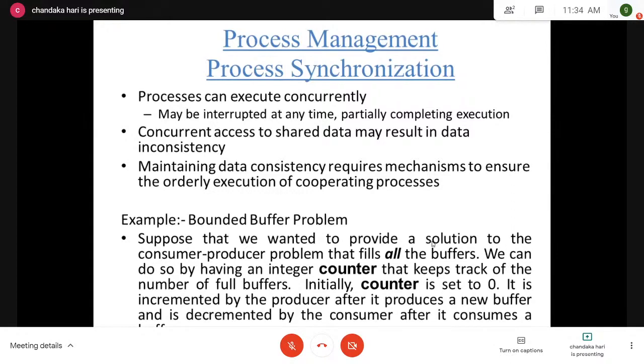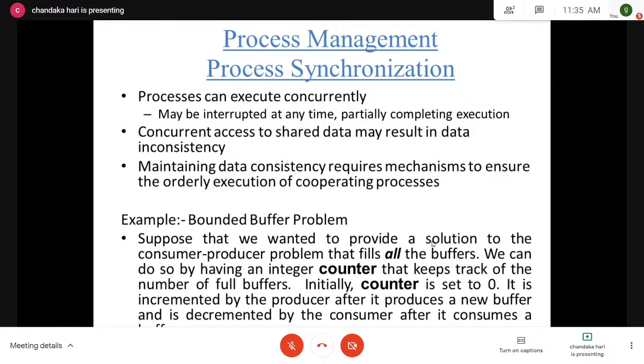Now both the producer and consumer are using one variable, call it counter. Whenever the producer produces an item into the buffer, the counter value is incremented. Whenever the consumer consumes an item from the buffer, the counter value is decremented. Both the producer process and the consumer process are cooperating processes, sharing a common variable called counter.